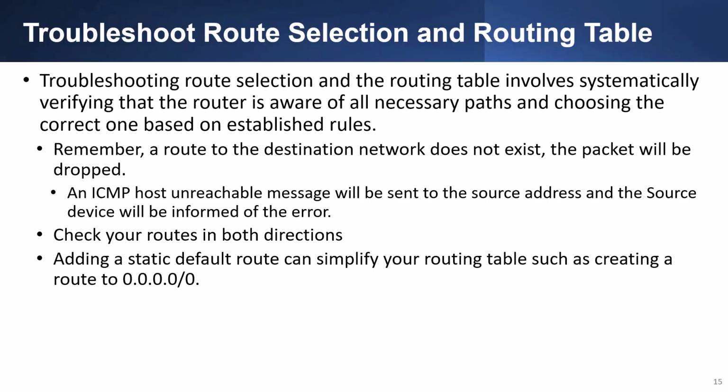Troubleshooting route selection in the routing table involves systematically verifying that the router is aware of all necessary paths and choosing the correct one based on established rules. Remember, if a route to the destination network does not exist, the packet will be dropped. An ICMP host unreachable message will be sent to the source address, and the source device will be informed of the error. Check your routes in both directions. Adding a static default route can simplify your routing tables, such as creating a route to 0.0.0.0/0.